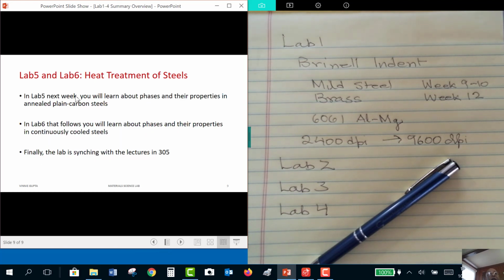So in lab 5 next week, you're going to learn about phases and their properties in annealed plain carbon steels. So that is going to be our big focus. Along with it, again, we are going to learn about some micro hardness concept. Then in lab 6, that follows lab 5, you're going to learn about phases and their properties in continuously cooled steels. So you can see this particular material you have probably either just covered or you are going to be covering next week. So finally, the lab is kind of syncing with the lectures, but in the meantime, you have learned much more in the lab about real engineering materials.